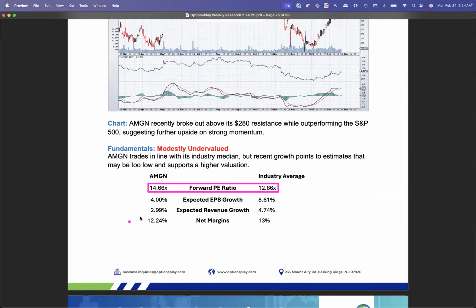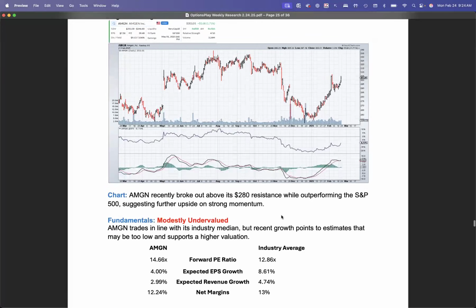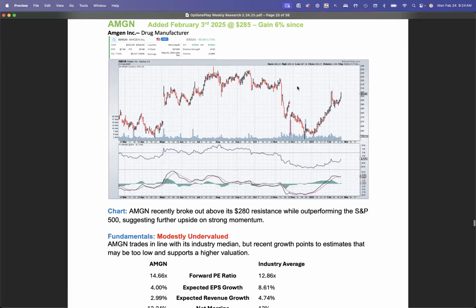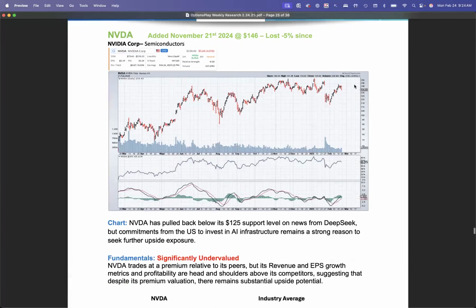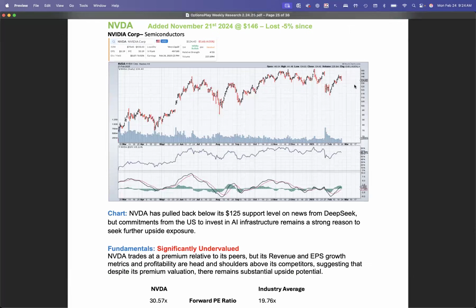But if you look at growth expectations and net margins, it's essentially in line or slightly below. So we're going to keep a close eye here on Amgen as it gets closer to our 315 upside target, and we're very close to it at the moment. NVIDIA, this is one that's not a big round trip since we've added it. But given that NVIDIA reports earnings on Wednesday this week, we'll see how that plays out.